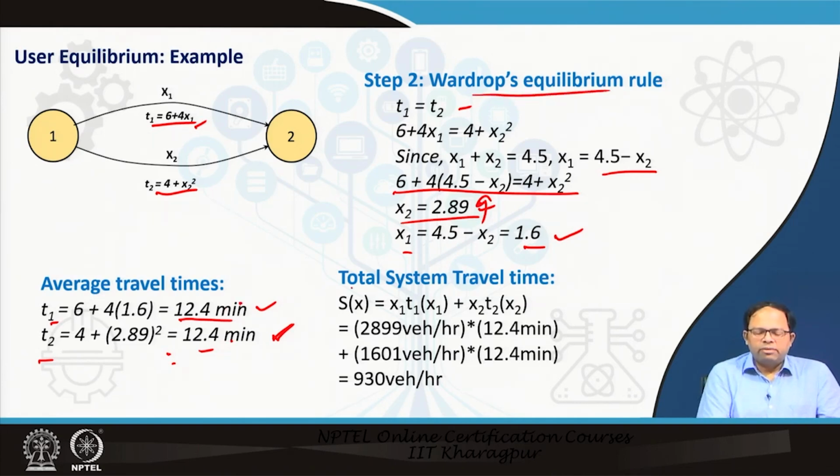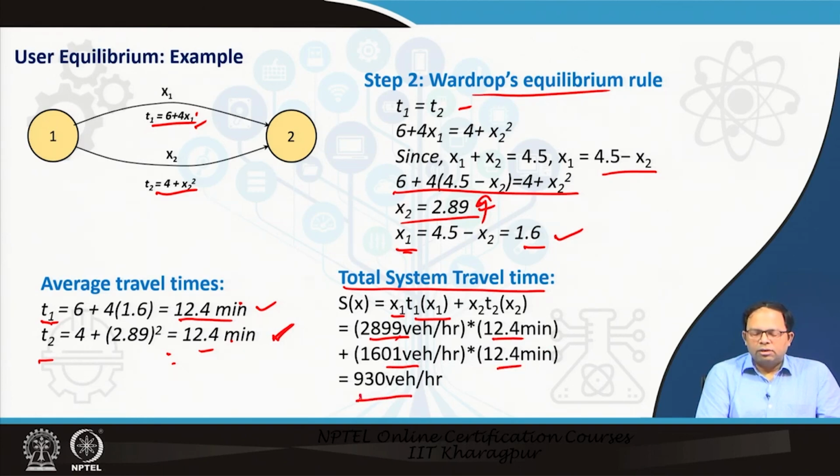Now I said that we will estimate something new. This is called total system travel time, where we multiply the total flow x1 by the travel time T1, estimated for x1. Using the same flows, we get 2899 vehicles per hour into 12.4 plus 1601 vehicles per hour into 12.4, that is a total of 930.